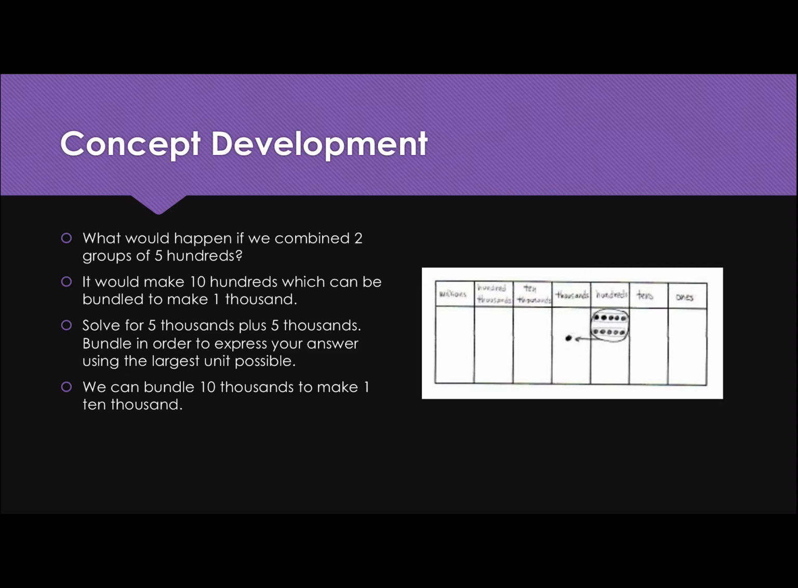The picture you see here on the right shows you the first part where we had the 2 500s and how we bundled those 10 units together to make one larger unit of thousands. You can use your place value chart anytime you need help bundling units to make one bigger unit.